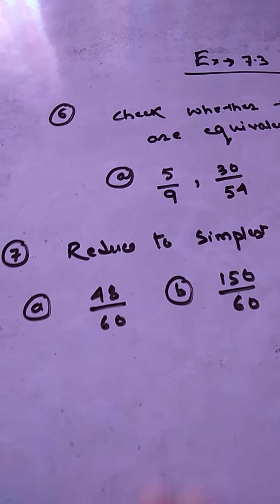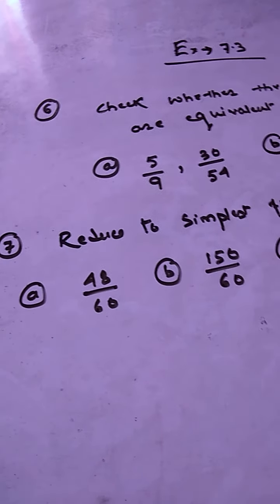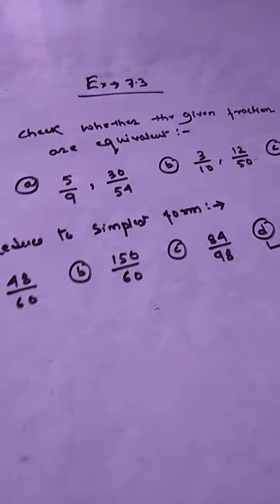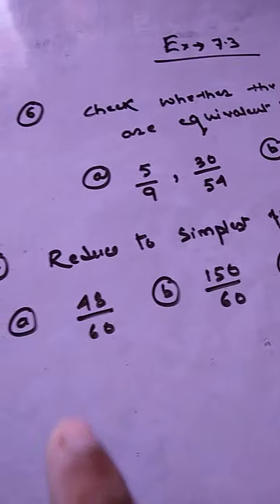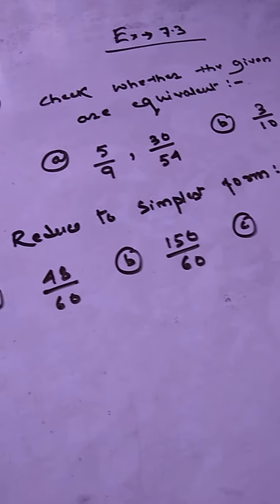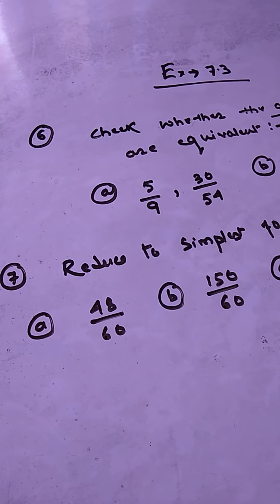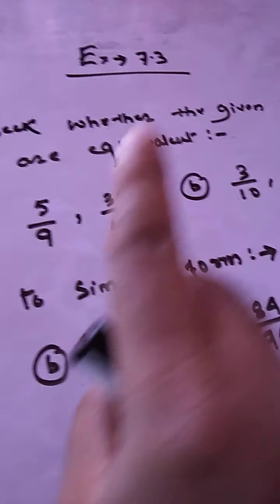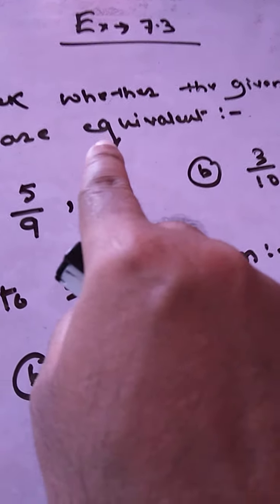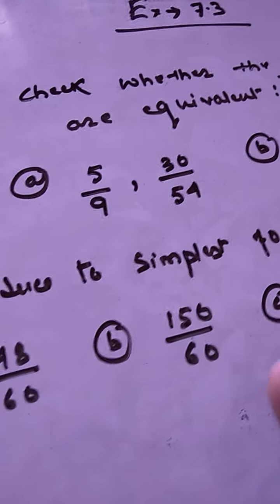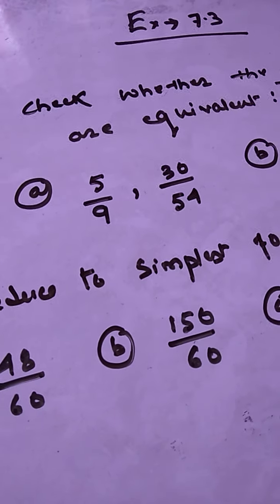Now in this session, I will explain question number 6 and question number 7 of exercise 7.3. So listen to me very carefully, because these sums are very important. Now what is there in question number 6? It is written: check whether the given fractions are equivalent. I hope you remember what equivalent fractions are. If not, then I am reviewing the definition of equivalent fractions.